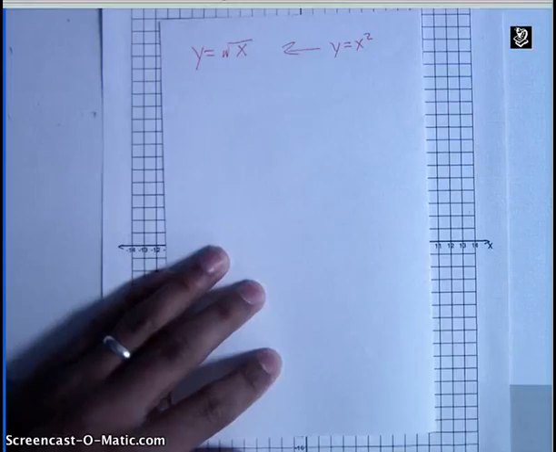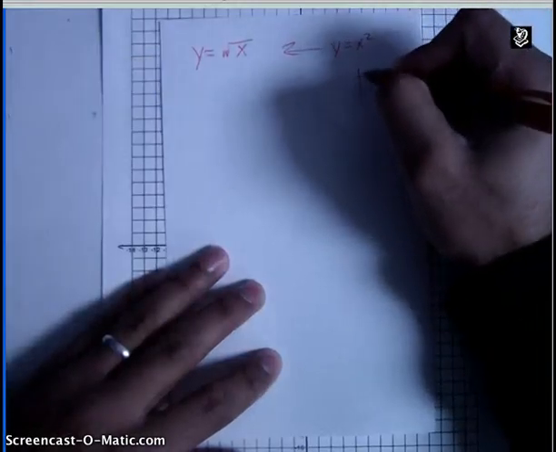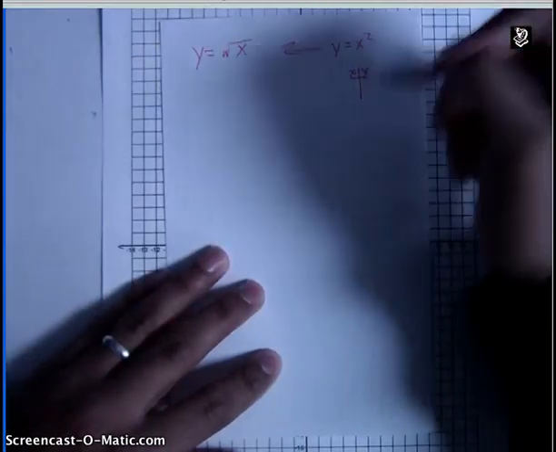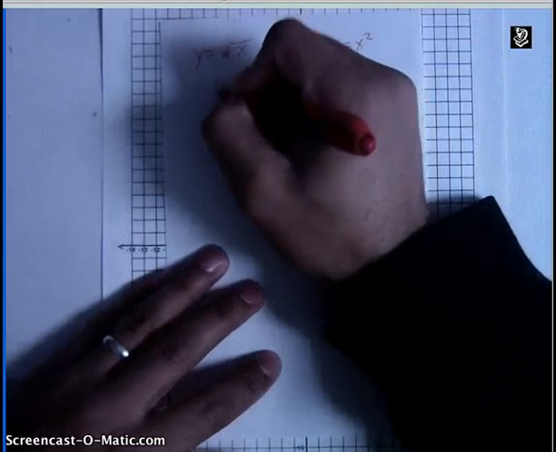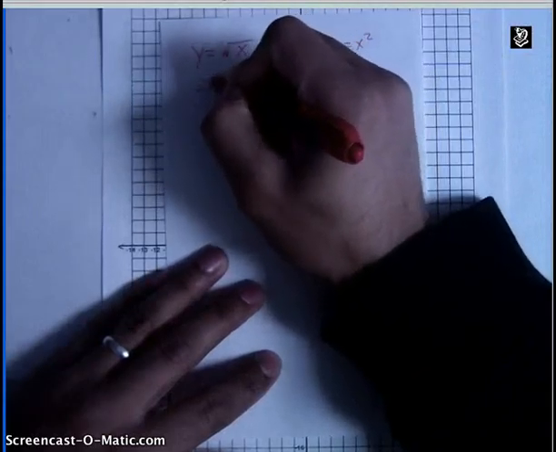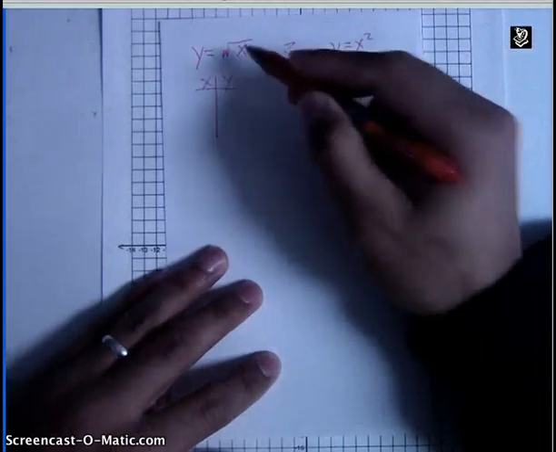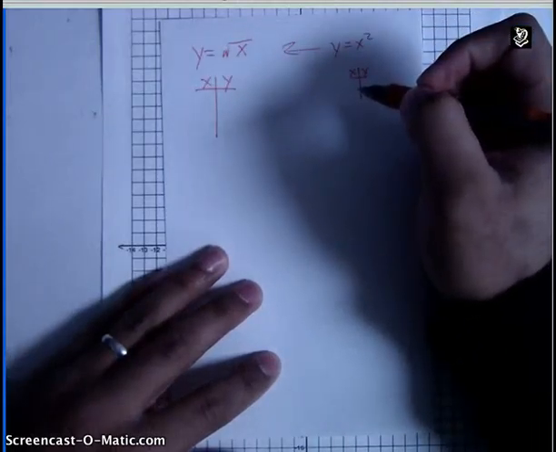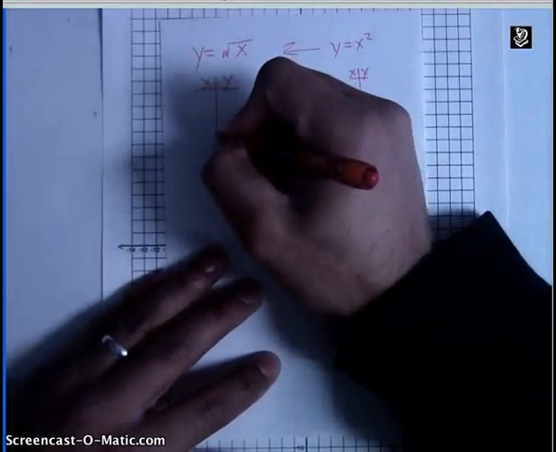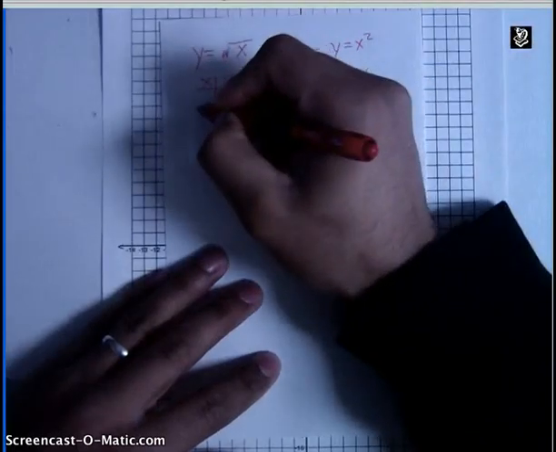So the way we graphed this one was we made a table, an XY table. Well, we're going to do the same exact thing to do this one. We're going to make an XY table. Because I know this is square root and a lot of numbers are going to give decimals, I'm going to pick some numbers that aren't going to give me decimals to do this one.